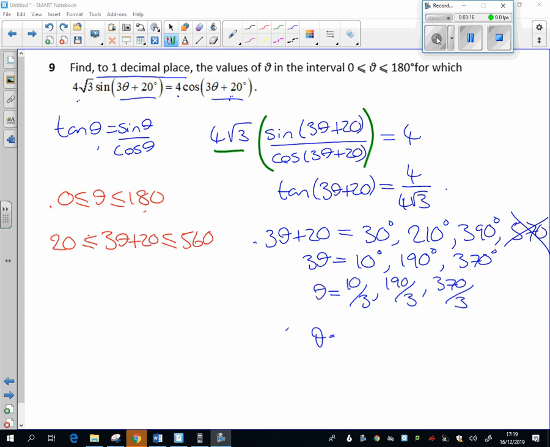Okay, so that's going to give me 10 divided by 3, 1 decimal place, that's 3.3, 190 divided by 3, 63.3, and 370 divided by 3. Okay, and that's all of my solutions.